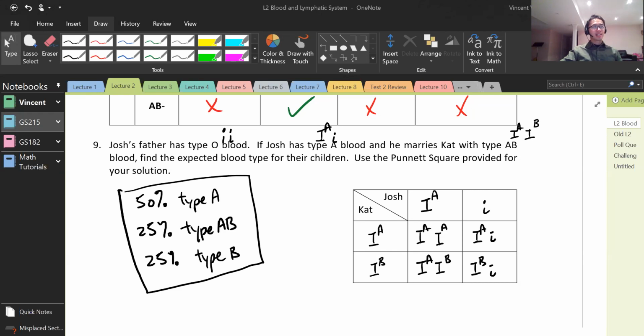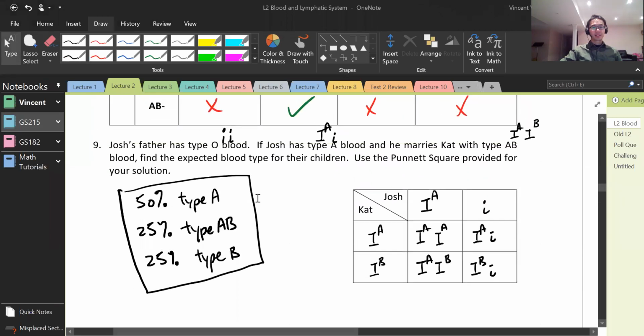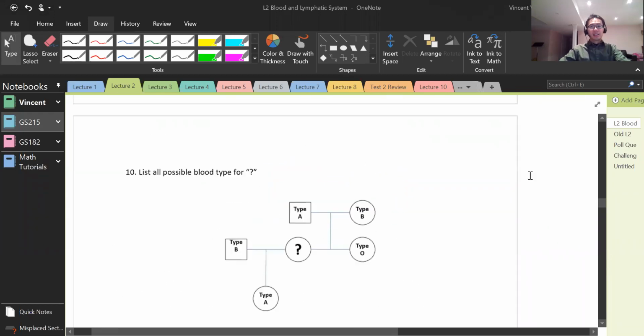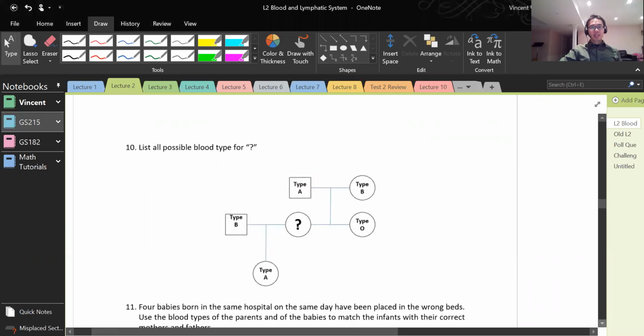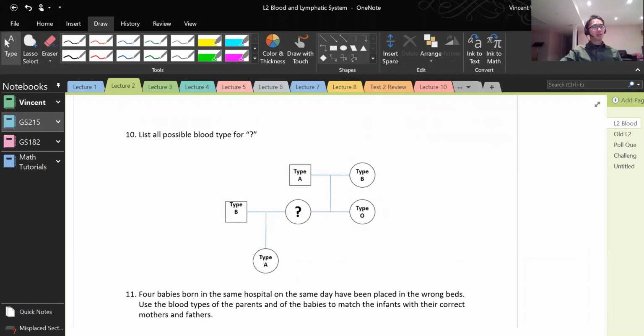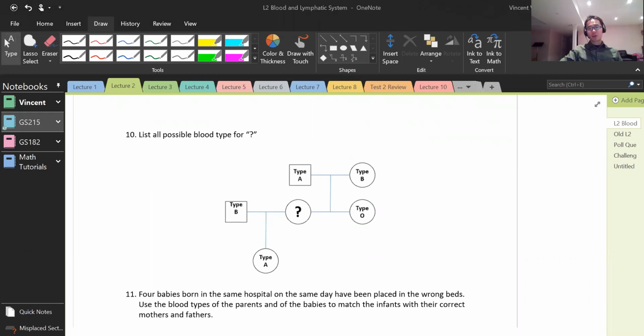Now, of course, that is the easy one. Let's do a harder one. List all possible blood types for question mark right here. Has anybody done this yet? If you have done it, feel free to share the answer. If you have not done it yet, I'm going to give you maybe like 2 minutes to give this a try, and we will take it up.